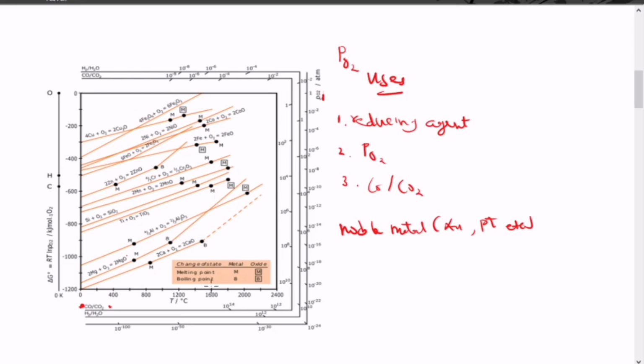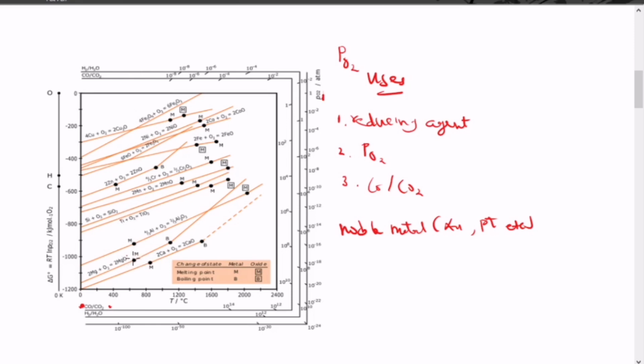Yes. So now I'm coming to explain how we can find a reducing agent. Let's use calcium. A given metal can reduce the oxide of all metals whose lines are above it on the diagram. So let's start with calcium. Calcium can be used to reduce magnesium in magnesium oxide. This is because the calcium line is below the magnesium line. The same applies to magnesium, which can be used to reduce titanium because the magnesium line is below the titanium line.